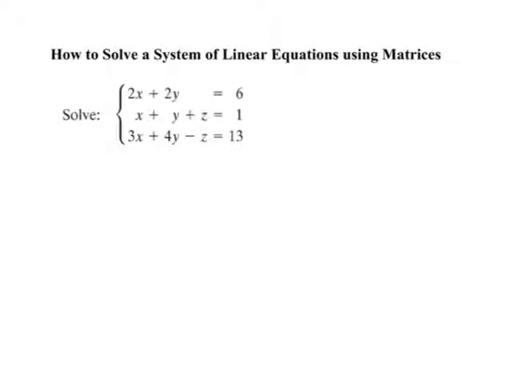Okay, so we're going to do this example. Feel free to pause it as we go along whenever I go too fast. So the first thing I want to do is write this as an augmented matrix. So I will do that. So we have a 2, a 2, a 0, a 6, a 1, a 1, a 1, a 1, a 3, a 4, a -1, and a 13.